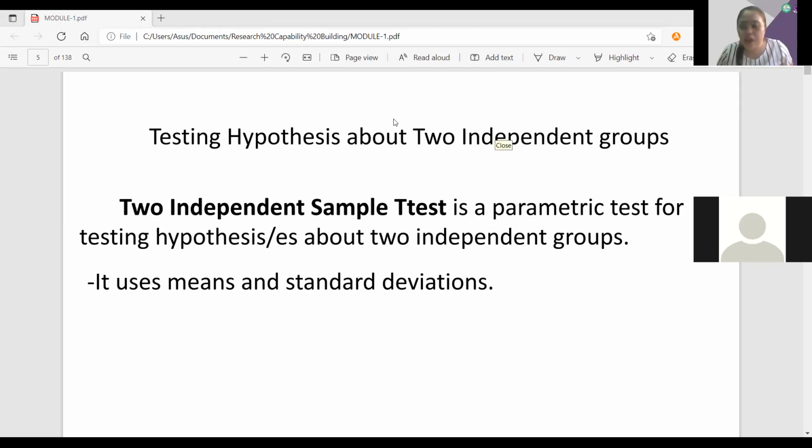So if you have an initial data collected, you can always run your collected data in the JASP, or if you can do the manual computation, that's okay. I have no problem with that. Or you can just use Excel. But I'm not that knowledgeable with Excel. I can do statistical computations with Excel, but hindi lahat.